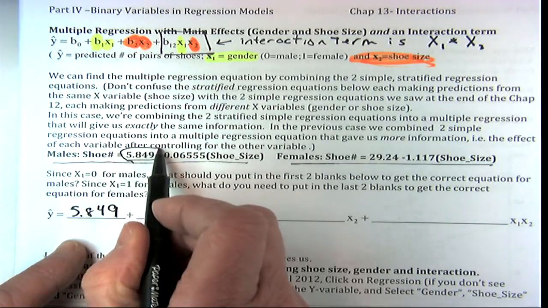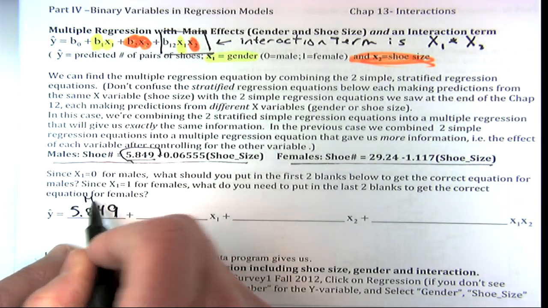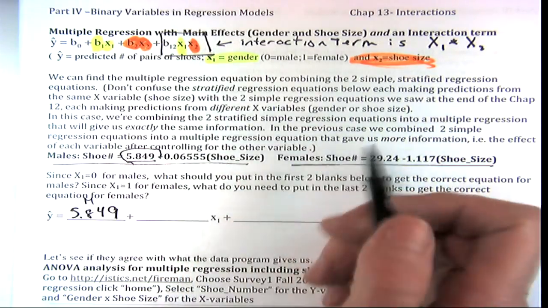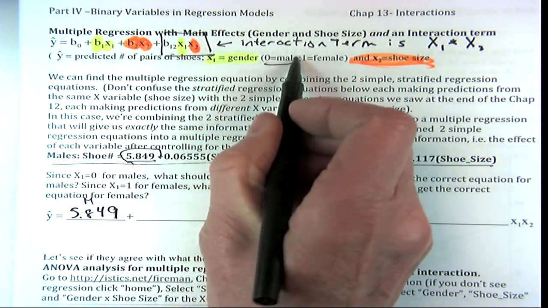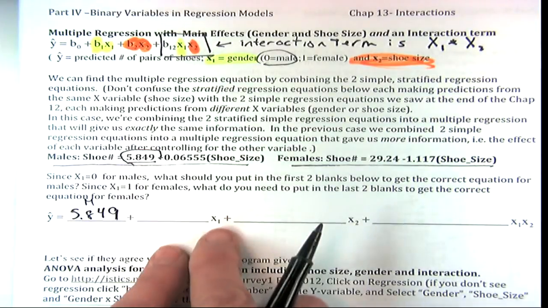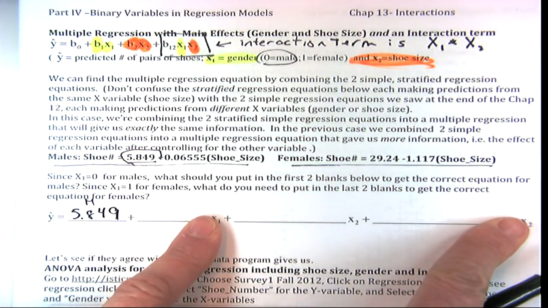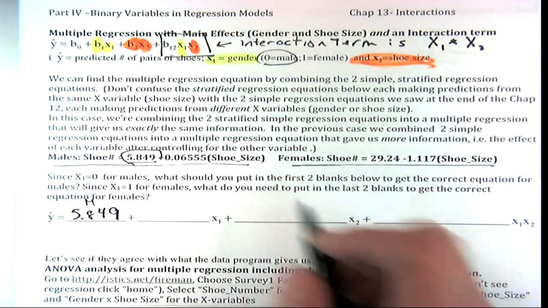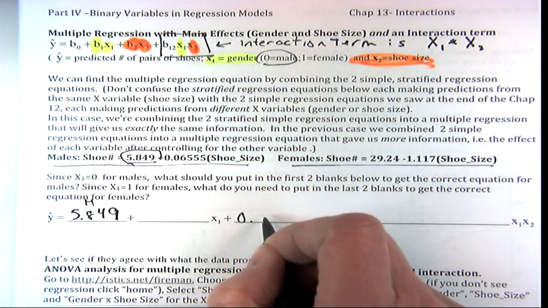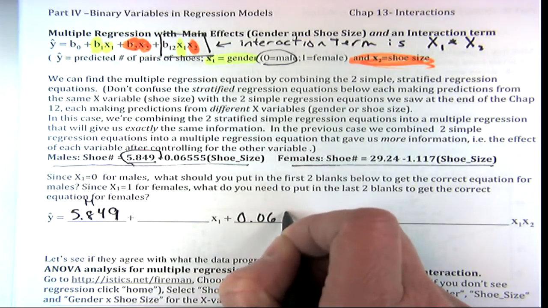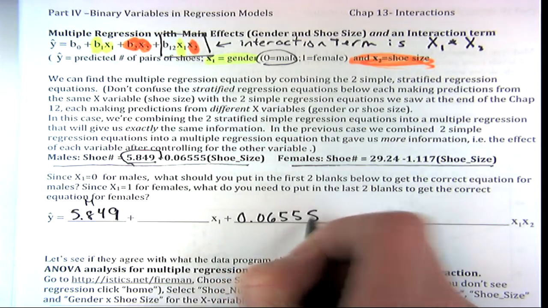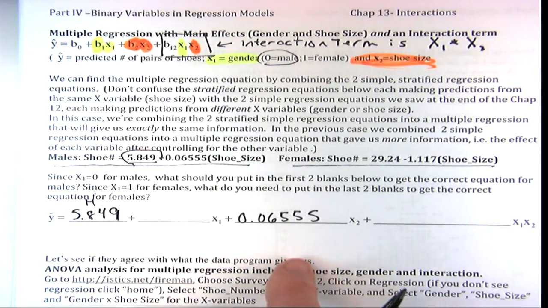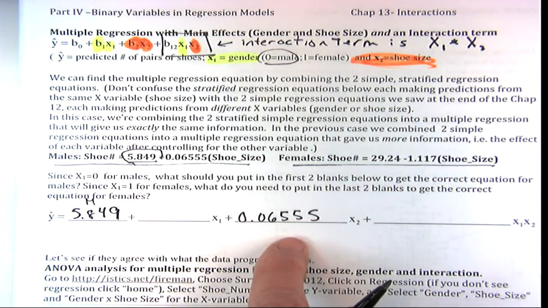This one for males. That should be for males because when we have males right here, we have gender, we have 0 for males, right? So this is 0 and that's 0. So we just have an intercept and a slope, and we want it to match that intercept and slope. Does that make sense to everyone? So that's the best way to start when you do these.